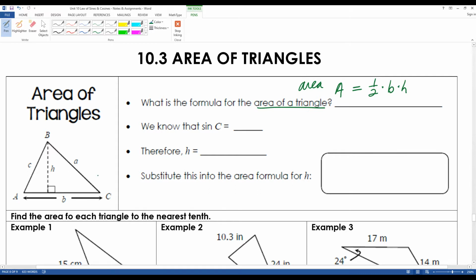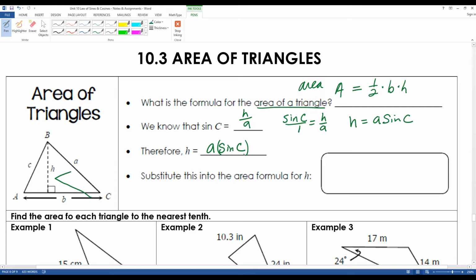Now, looking at the triangle on the left here where it says area of triangles, this angle C here, the sine of that would be opposite over hypotenuse. So the sine of C would be what? H over A. And we're going to use that. So if you have sine of C equals H over A, and you cross multiply and solve for H, H would equal A times the sine of C. You can write it like that, however you want.